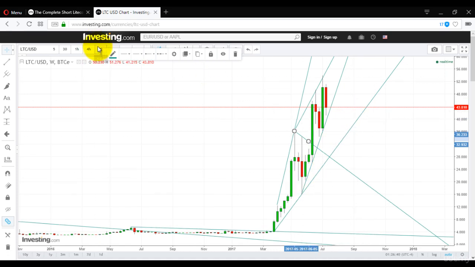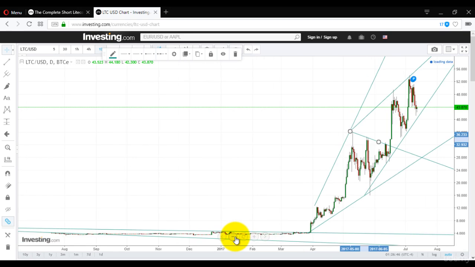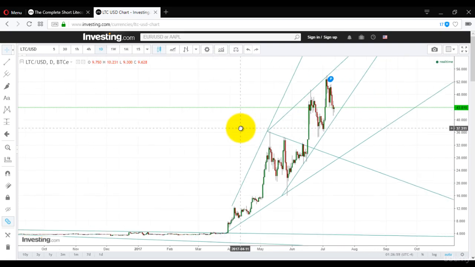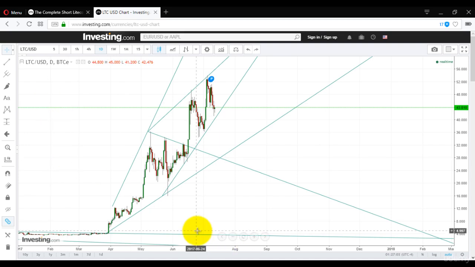Now let's move to the daily chart. Let's zoom out. As you can see, the trend line states that the price is looking brilliant. There is nothing stopping it. But now, as we are in the daily timeframe, let's zoom in.